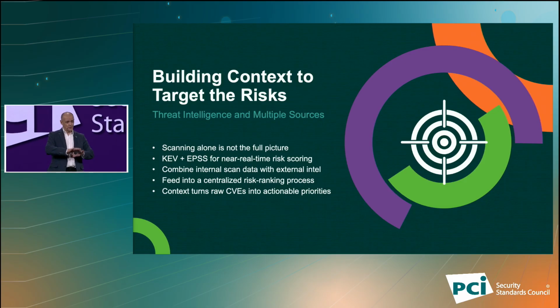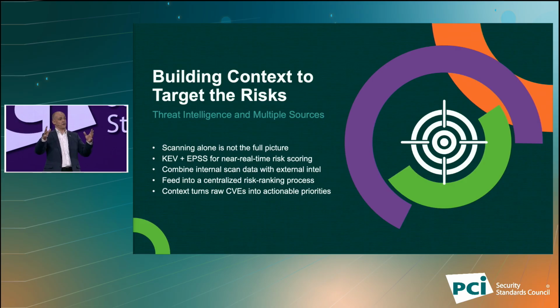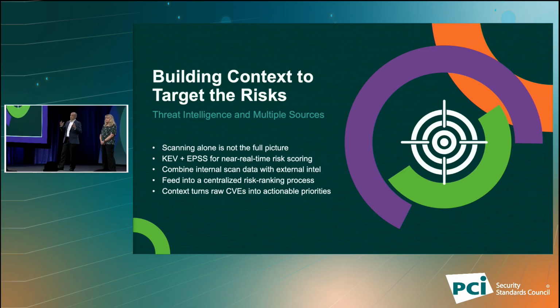And when you're bringing all of those different sources together and feeding them into your centralized risk ranking process, you're then transforming that massive long list of static vulnerabilities that have been generated into a real prioritized list that you can take action on. So what you're thinking about here is the threat intelligence and multiple data sources. They're turning that theory into action, and it's helping you fix those vulnerabilities.